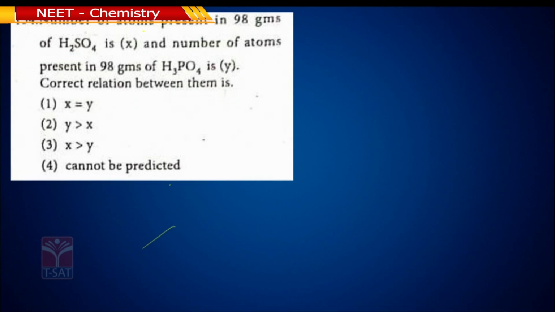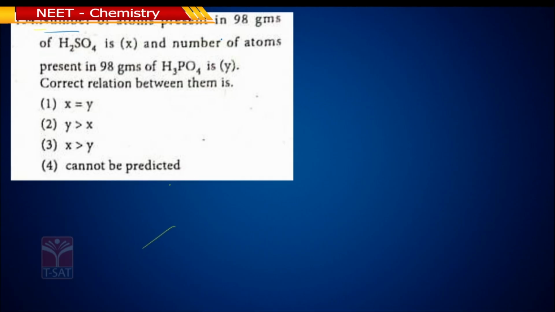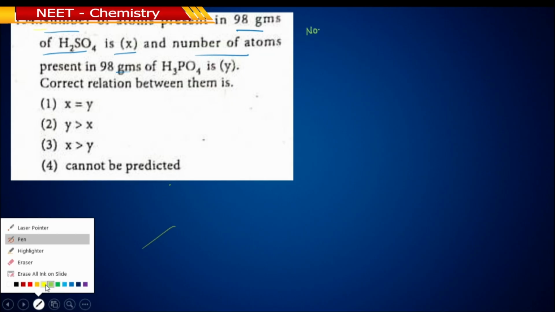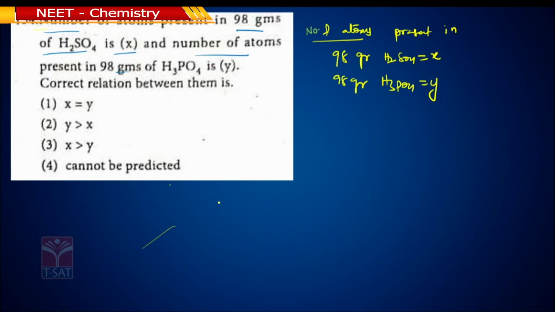The number of atoms present in 98 grams of H2SO4 is X, and the number of atoms present in 98 grams of H3PO4 is Y. So he is asking the relation between X and Y. So what is the relation between the number of atoms of H2SO4 and H3PO4?